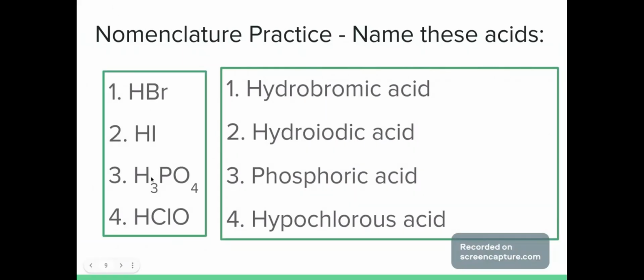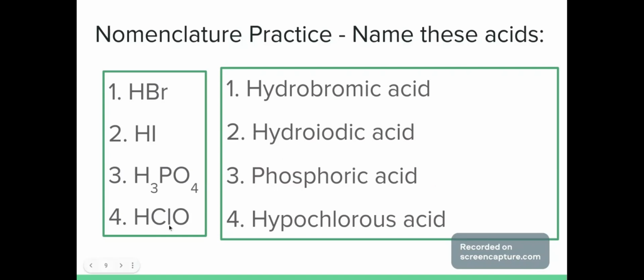So now number 3, you have a polyatomic anion. So what you're going to have to do is determine the name of this to determine the name of the entire acid. And we know phosphorus is not in the elbow, so this would be phosphate because there's 4 oxygens. And remember, ate goes to ic, so you would have phosphoric acid.